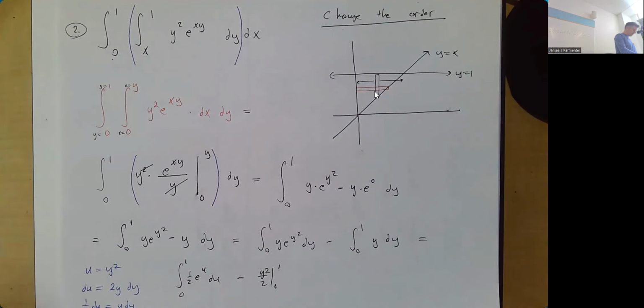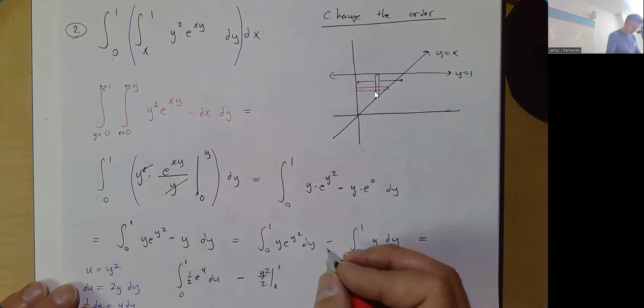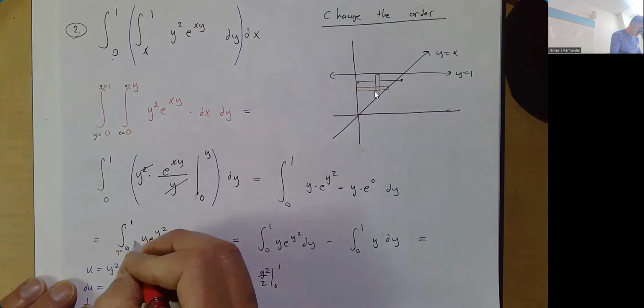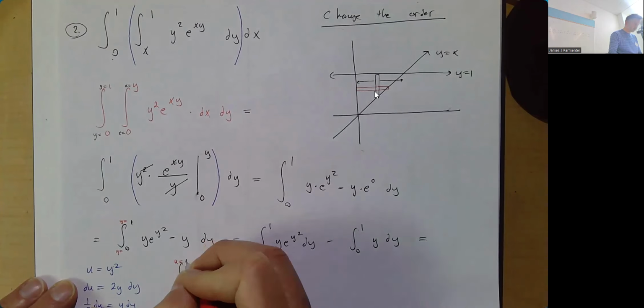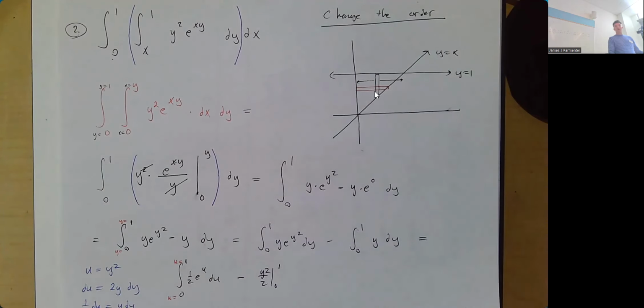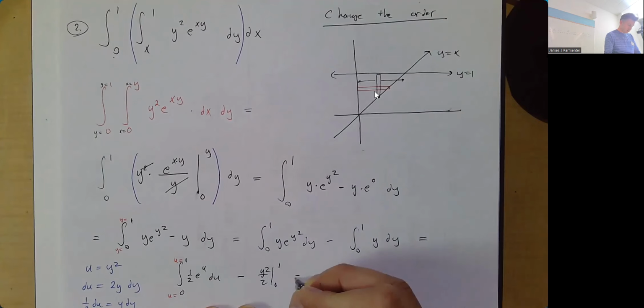If it were me, I would probably be extra emphatic here. Be like, oh yeah, this wasn't a y equals 0 and a y equals 1. This is a u equals 0 and a u equals 1. Just so that the people who are grading my work know that I know what I'm doing. I'm not just ignoring the fact that limits of integration are changing, but not.